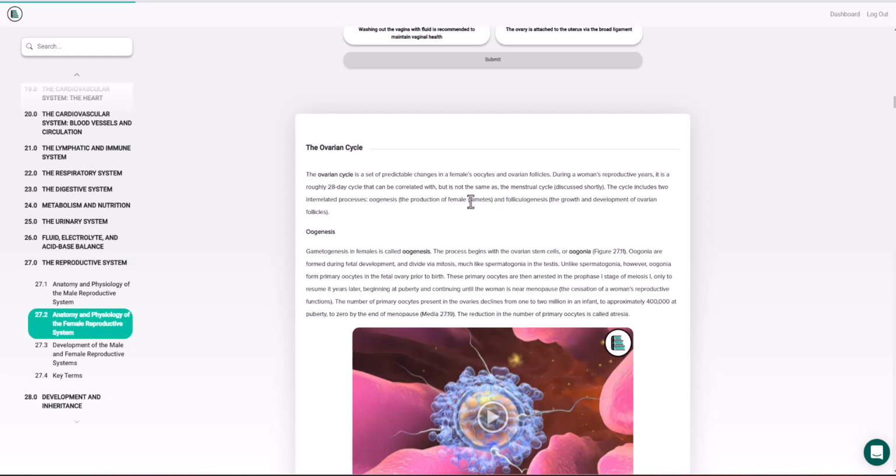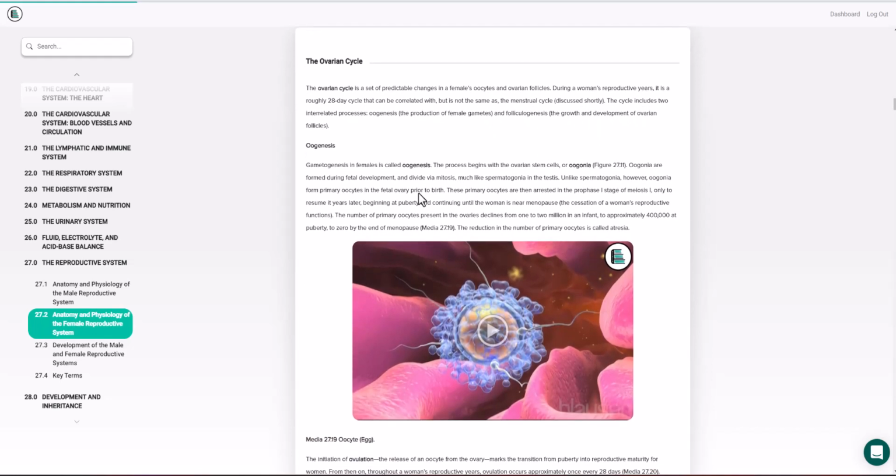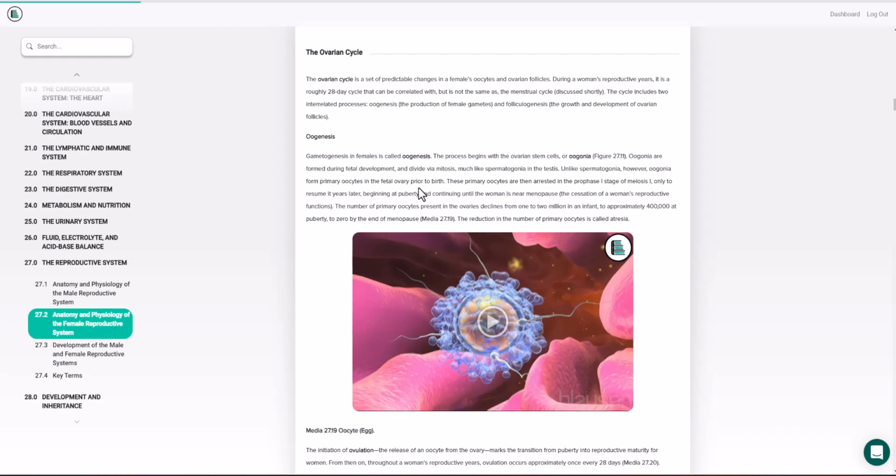And in that 28-day cycle, we're going to see that there's a connection between oogenesis, the formation of the eggs, as well as folliculogenesis, that is the growth and development of the follicles. So in the male, we described spermatogenesis. Spermatogenesis was the formation of sperm from beginning to end. Recall, it took about 64 days. In the female, we're going to have oogenesis.